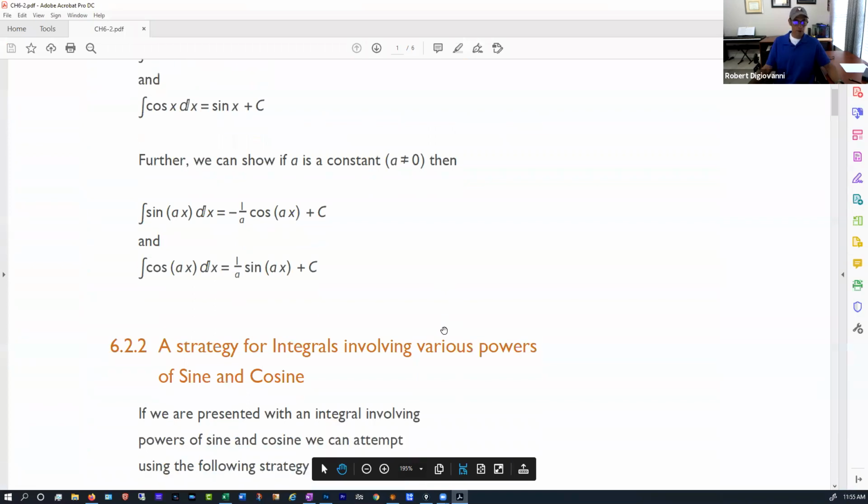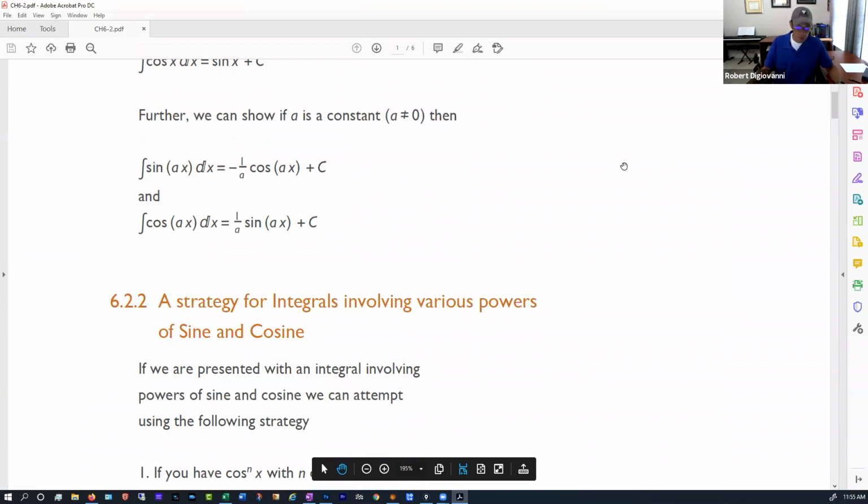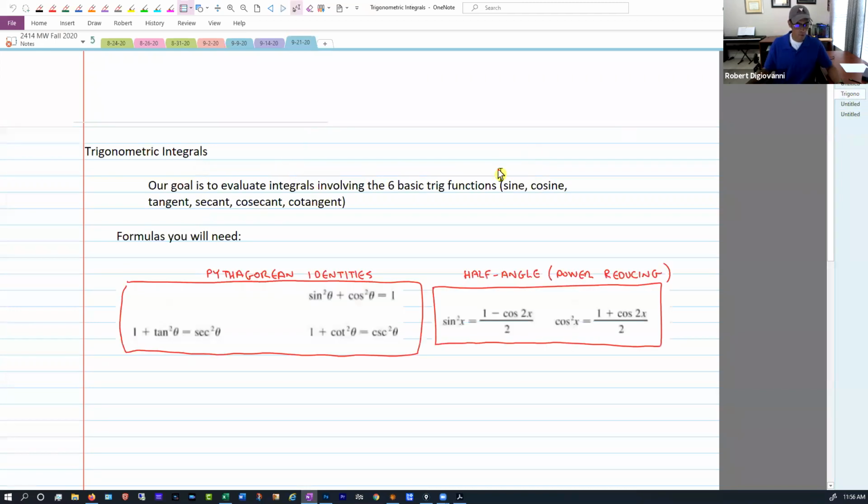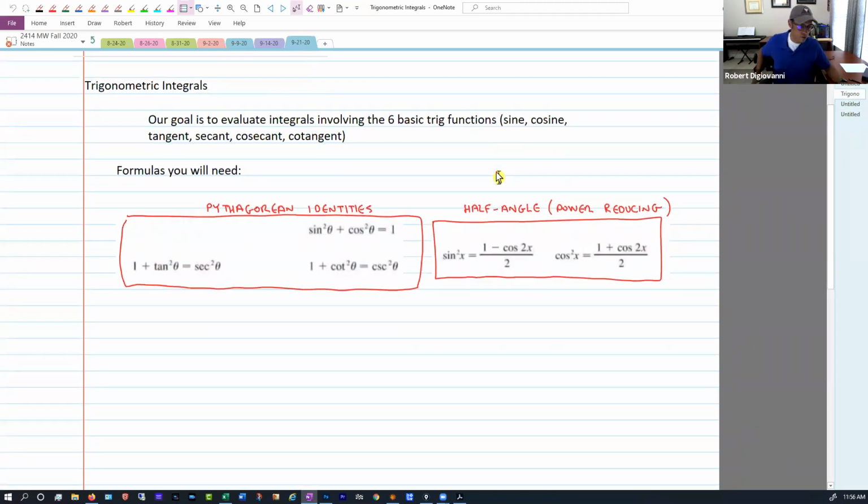All right, so now we get into trig integrals, and I have a separate page for us to look at. Okay, so trig integrals, trigonometric integrals. Our goal here is to be able to evaluate integrals that involve the 6 basic trig functions. So any integrals that either have sine, cosine, tangent, secant, cosecant, or cotangent in them. Now, that's all that can appear in them. So it's only some combination of the 6 trig functions.